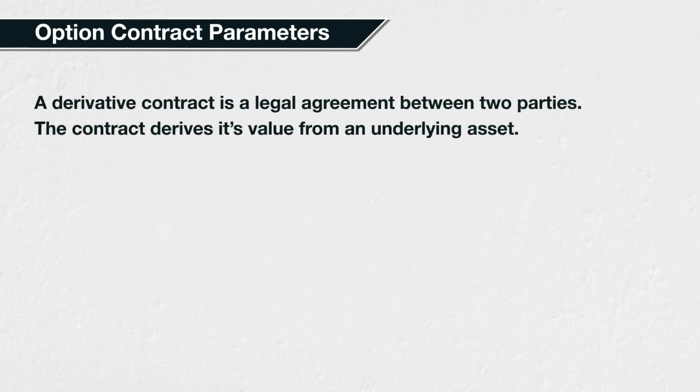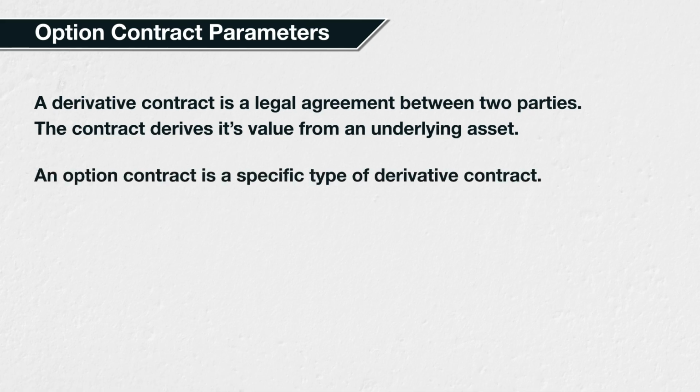In the previous lecture, we covered what a derivative contract is. To recap briefly, a derivative contract is a legal agreement between two parties. The contract derives its value from an underlying asset, according to the rules set out in the contract. An option contract is a specific type of derivative contract.